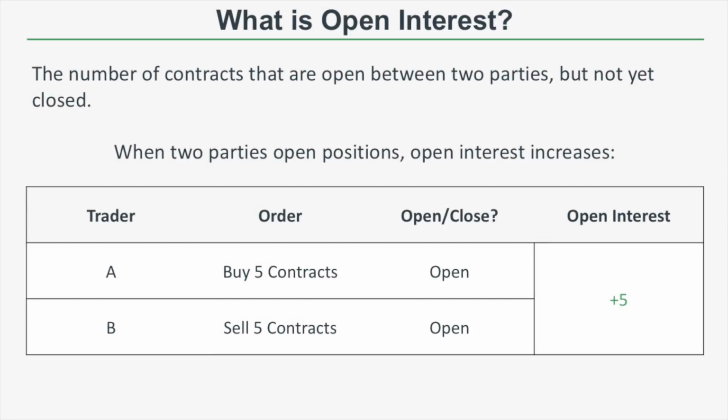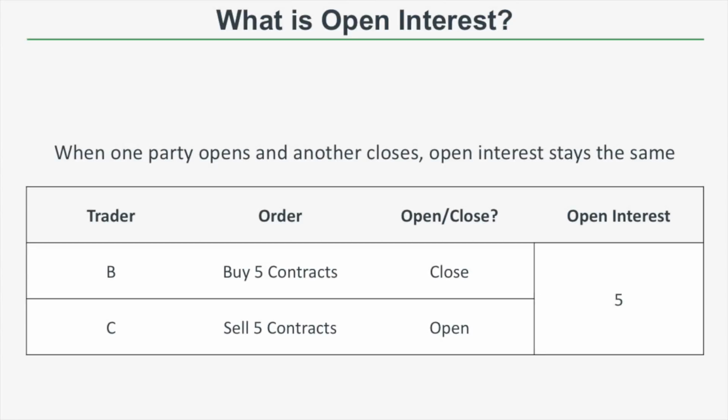So volume is pretty straightforward, but what is open interest? Well, as we discussed before, open interest is the total number of contracts that are open between two parties but not yet closed. So this is going to pertain to the same option contract. So let's say we're talking about the Apple call with a strike price of 100 expiring in 30 days. Let's say trader A buys 5 contracts to open, and let's say trader B sells 5 contracts to open. Now, since both of these traders transacted 5 contracts and they both had opening orders, open interest will increase by 5.